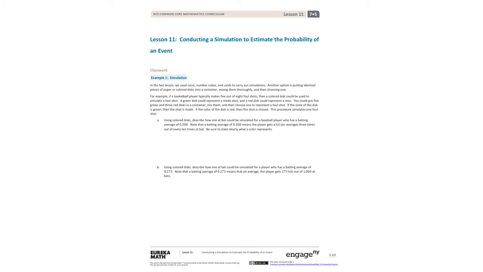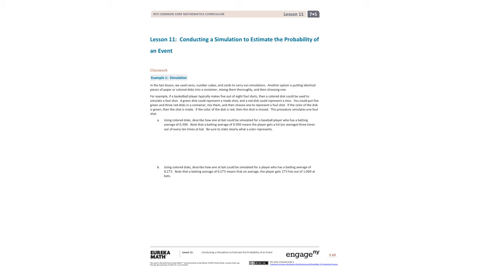So using colored discs, describe how one at bat could be simulated for a baseball player who has a batting average of 300 thousandths. Note that a batting average of 300 thousandths means that the player gets a hit, on average, 3 times out of every 10 times at bat. So we need to be sure to state clearly what each color represents.